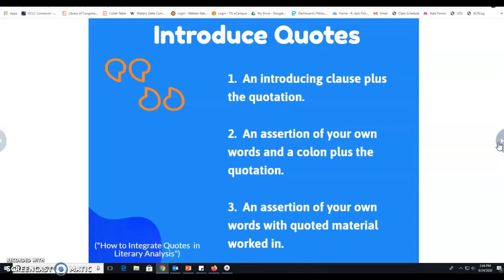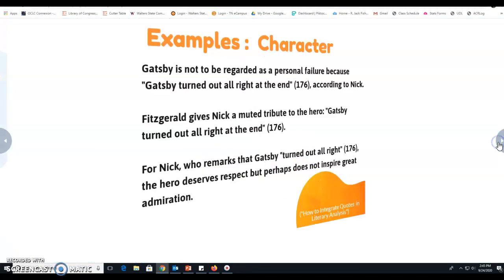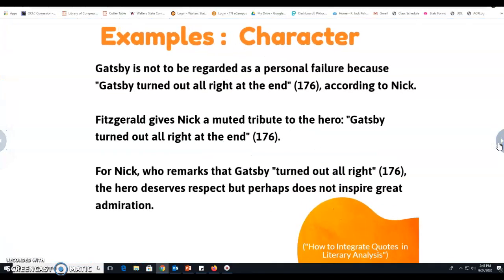You can have an assertion of your own words, and then you can use a colon to introduce the quote. Or you can have your own words with the material worked in, blended in the middle. So there are different ways of inserting and using quotes from the texts. Some examples of that.